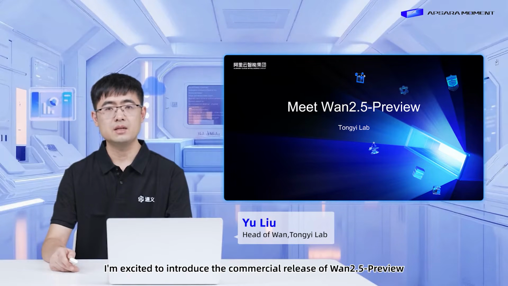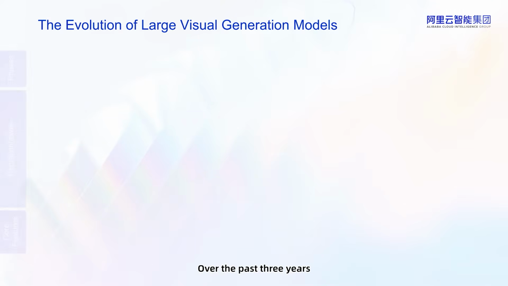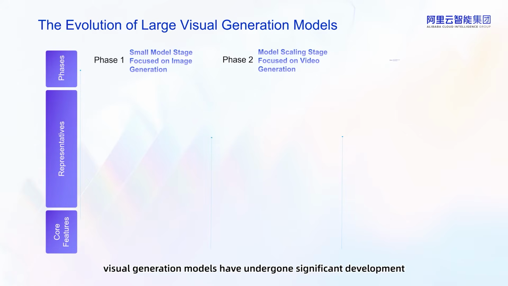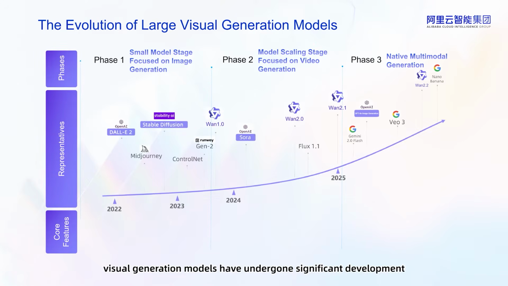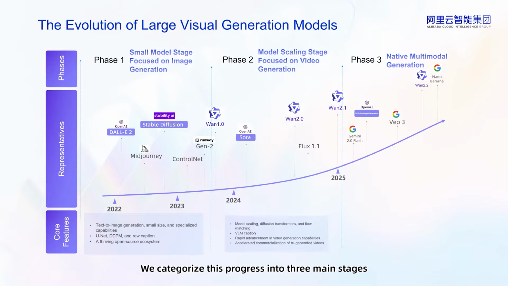Today, I'm excited to introduce the commercial release of Wan2.5 Preview. Wan is a large-scale visual generation model. Over the past 3 years, visual generation models have undergone significant development. We categorize this progress into 3 main stages.